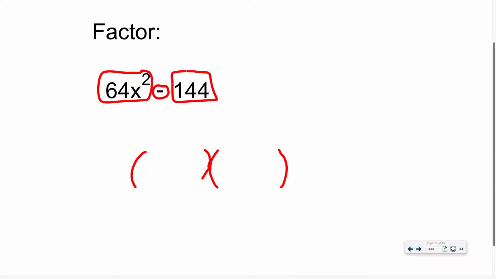How would I factor once I know it is the difference of two squares? I take the square root of the first term, which would be 8x and 8x, minus the square root of the second term, plus 12, which is going to be a 12 and a 12. And what about the sign? One is addition and one is subtraction.